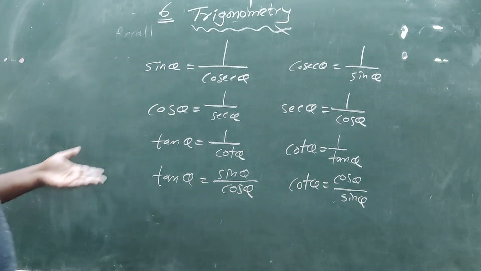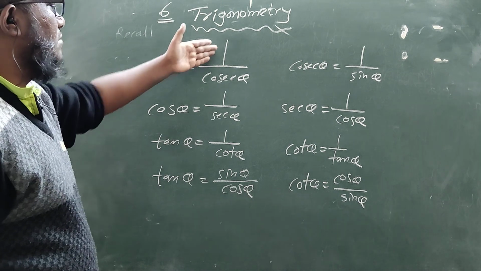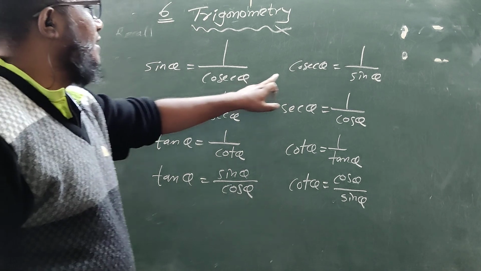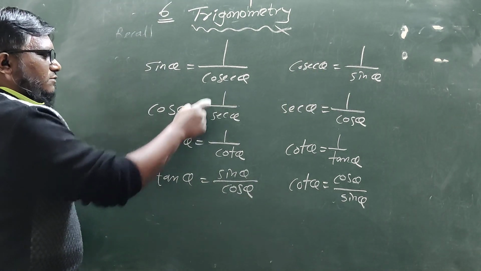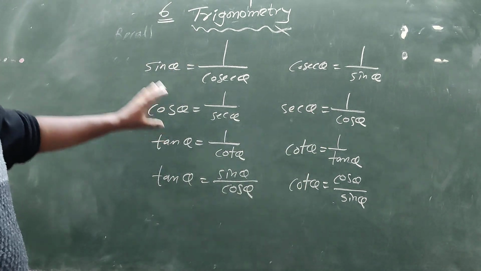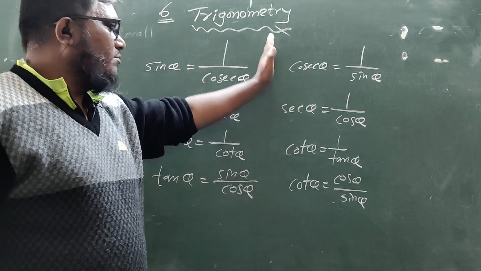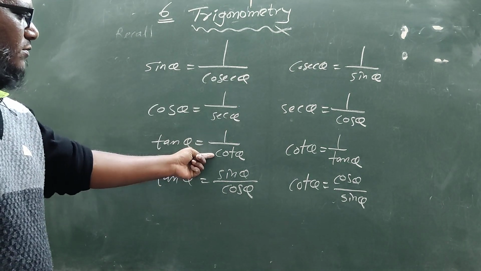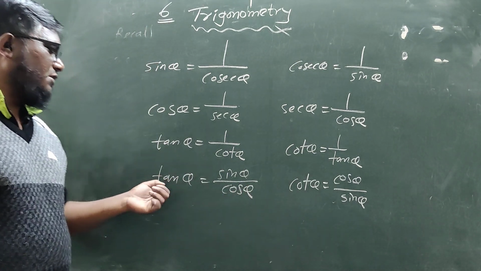Now, the formulas regarding trigonometry are given. Sin theta is equal to 1 upon cosec theta. So, cosec theta is the reciprocal of sin theta, that's why cosec theta is equal to 1 upon sin theta. Cos theta is equal to 1 upon sec theta. Sec theta is equal to 1 upon cos theta. All these three ratios are exactly the reciprocals of each other. Tan theta is 1 upon cot theta, and cot theta is 1 upon tan theta. They are exactly reciprocal to each other.